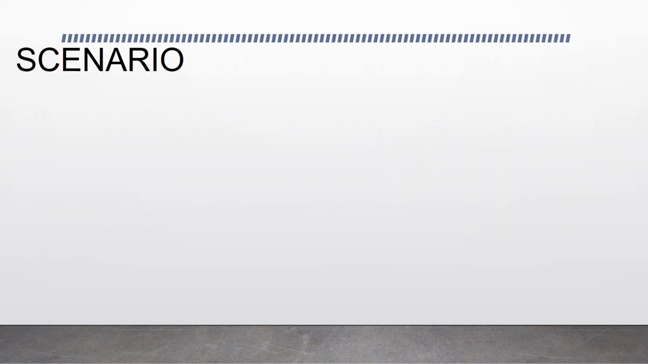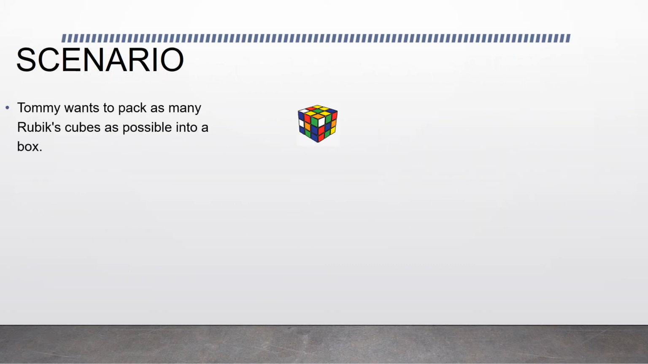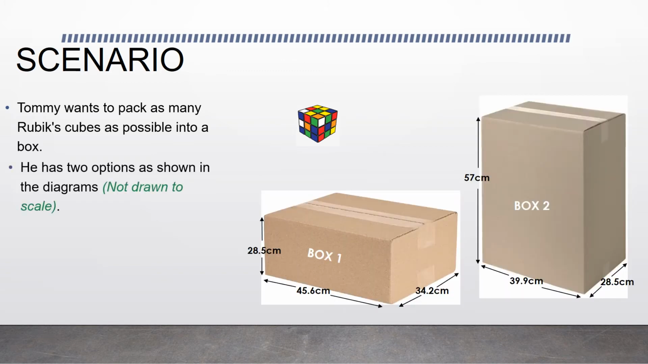Let's look at a scenario. Tommy wants to pack as many Rubik's cubes as possible into a box. And of course, there's a diagram of a Rubik's cube. He has two options as shown in the diagram. And these diagrams are not drawn to scale, right? Pay attention to the dimensions of these boxes. You'll need to use them in your calculations going forward.